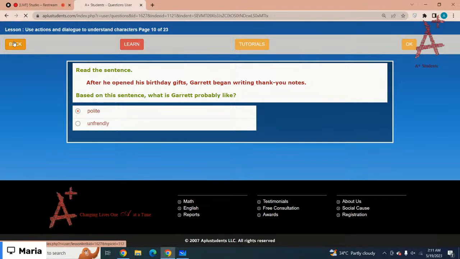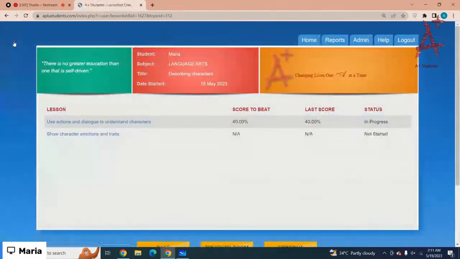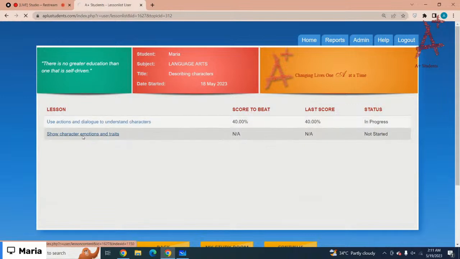Okay, you can complete the test by yourself later today. Let me just move on to the next lesson. The next lesson is show character, emotions, and traits. Let's just start with the next lesson.